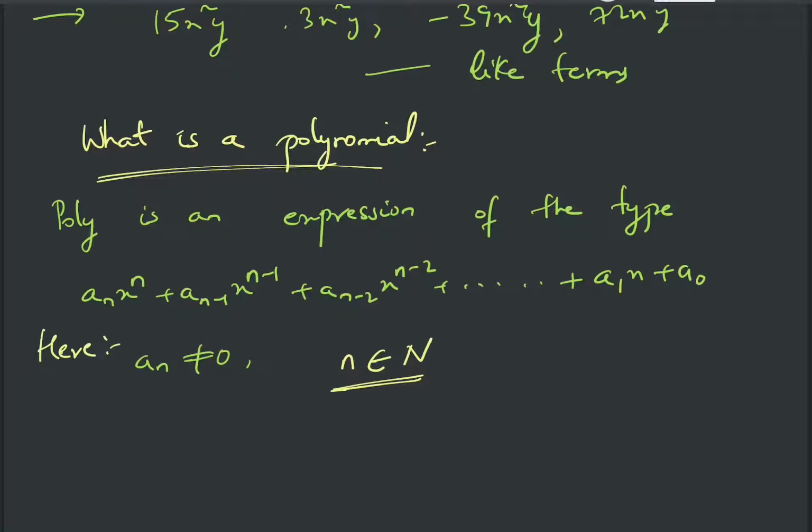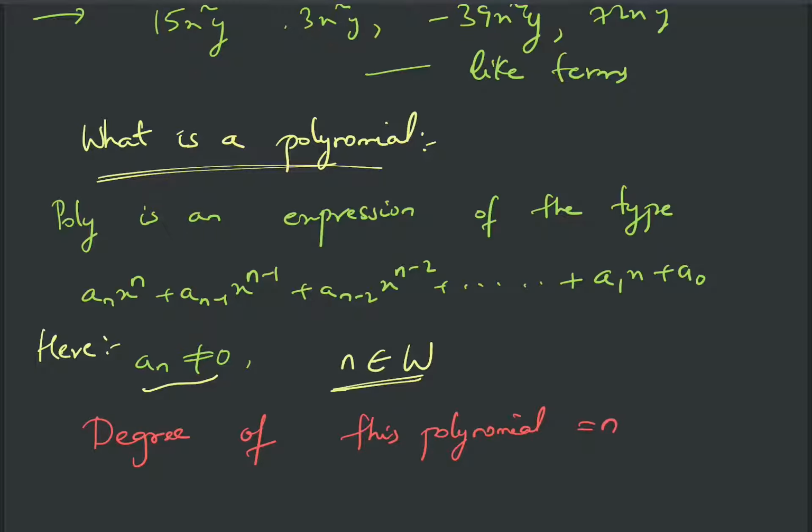Or I think you can also take n as a whole number, it is fine. So n is a whole number, not a fraction or a negative integer. And an is not equal to 0. An should not be 0, rest anything can be 0. So here the degree of this polynomial is n.